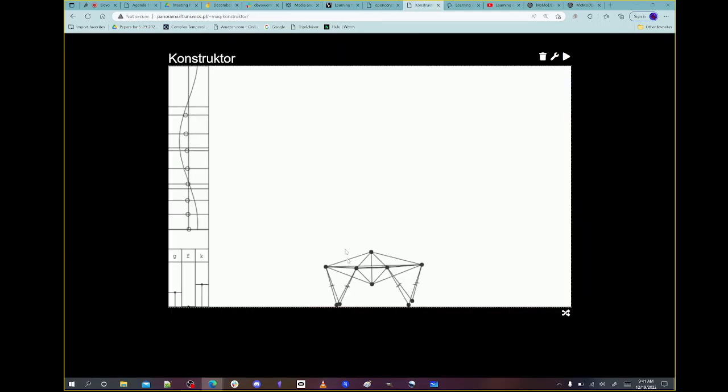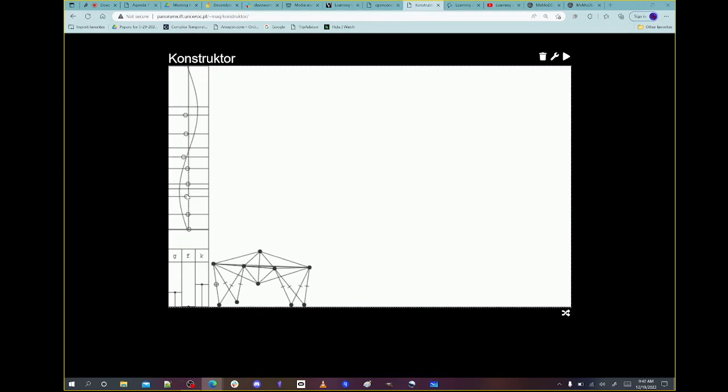There's this other one called Constructor in German, I guess, and it works the same way. You have this walker, and you have the point masses, and you have the forces acting on it, and you could do different things with it.